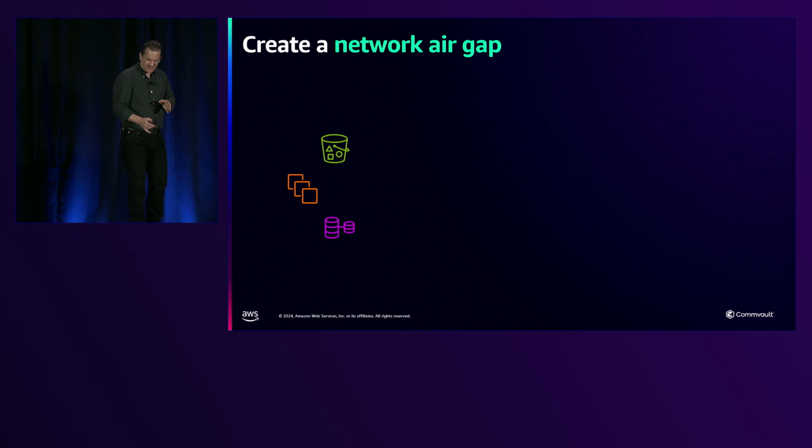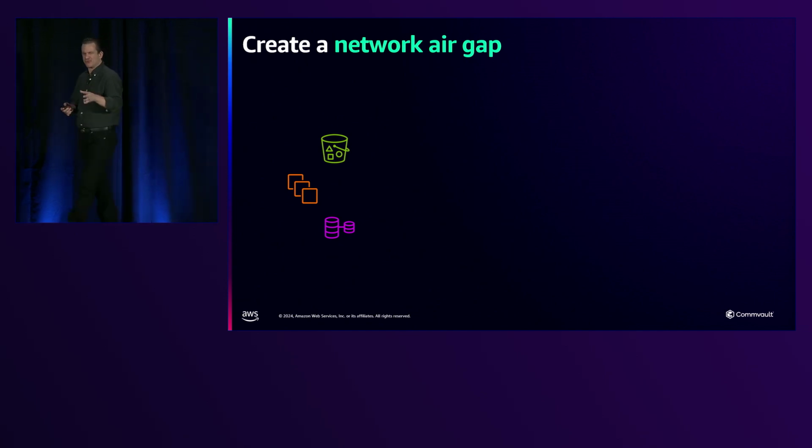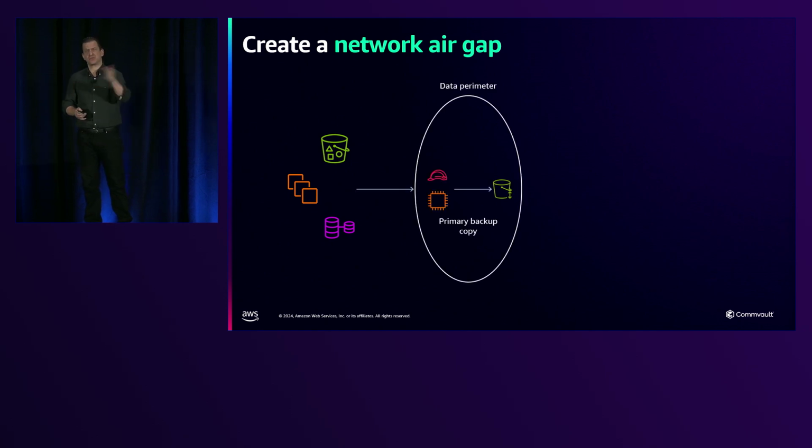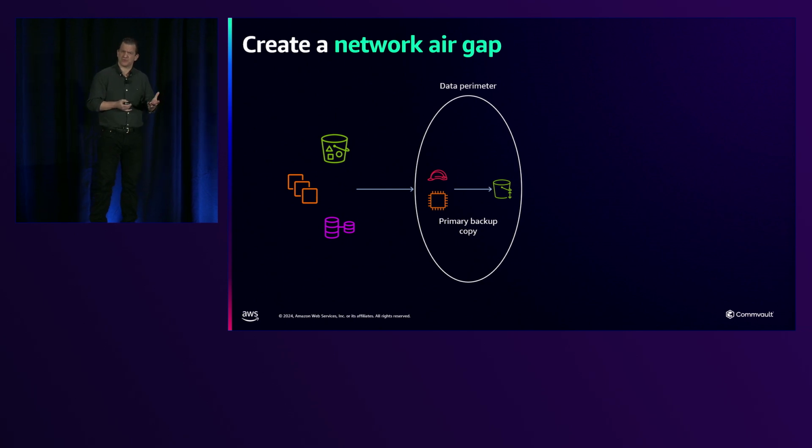So the final air gap that we're going to talk about is the network air gap, which I'm sure is the one that you all thought that I was going to be talking about initially. So in a network air gap, we have our production apps, and they're backing up to the primary backup copy. What you should be doing with this primary copy is wrapping it in a data perimeter. So a data perimeter is a series of security controls that are made up of service control policies, resource-based policies, VPC endpoint policies, and they really enforce that your data is only accessible by people in your organization, and your data can only traverse and live inside your organization. So it's not only preventing unintended access to your data, it's also preventing data exfiltration.